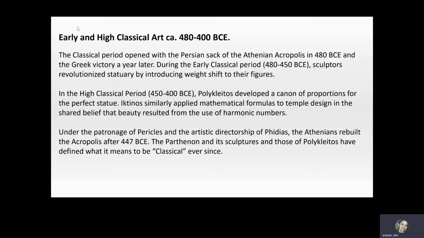the perfect statue. Ictinus similarly applied mathematical formulas to temple design in the shared belief that beauty resulted from the use of harmonic numbers. Under the patronage of Pericles and the artistic directorship of Phidias, the Athenians rebuilt the Acropolis after 447 BCE. The Parthenon and its sculptures and those of Polykleitos defined what it means to be classical ever since.